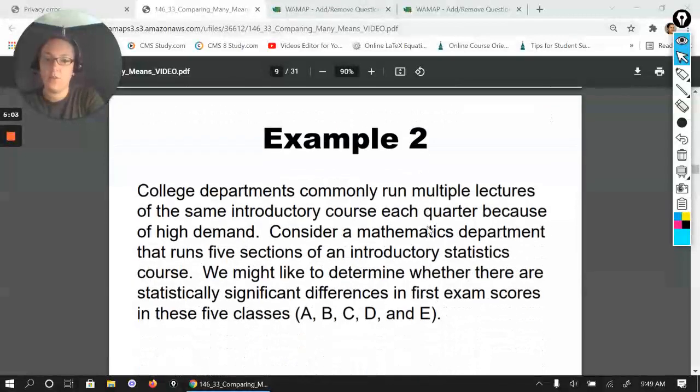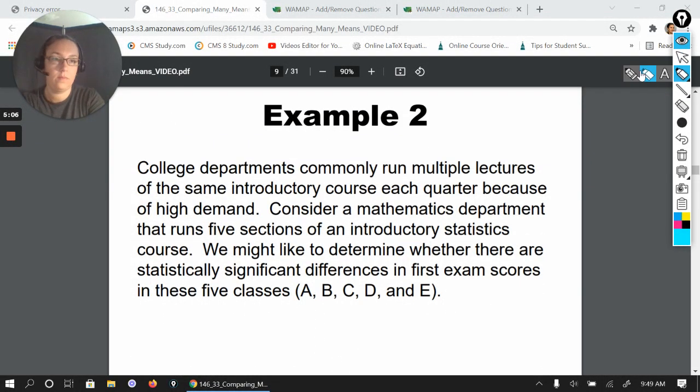Here's example 2. College departments commonly run multiple lectures of the same introductory course each quarter because of high demand. Consider a mathematics department that runs 5 sections of an introductory statistics course. We might like to determine whether there are statistically significant differences in first exam scores of these 5 classes. So we will label these classes A, B, C, D, and E.